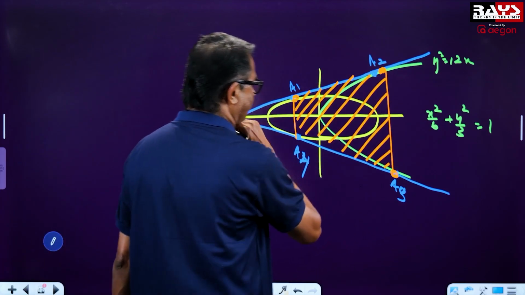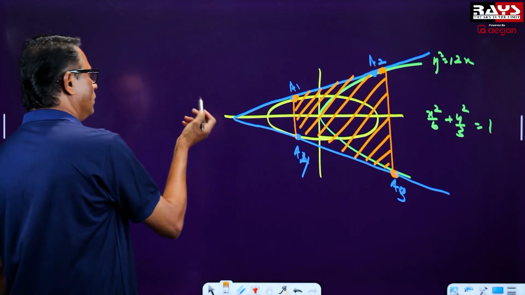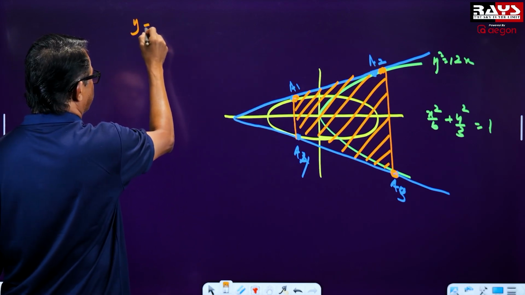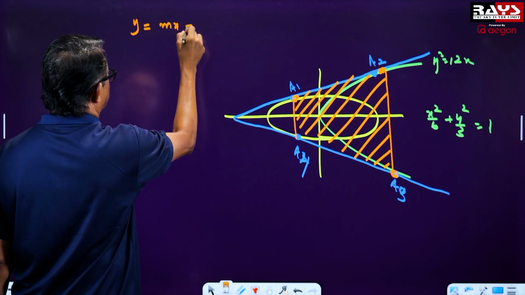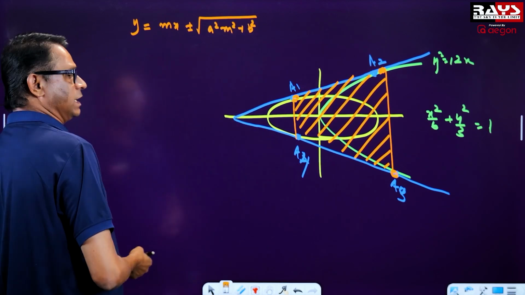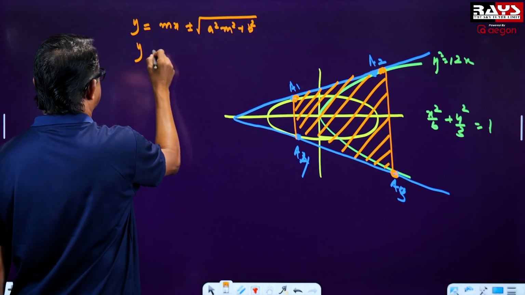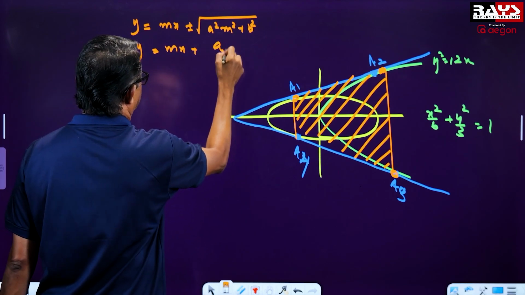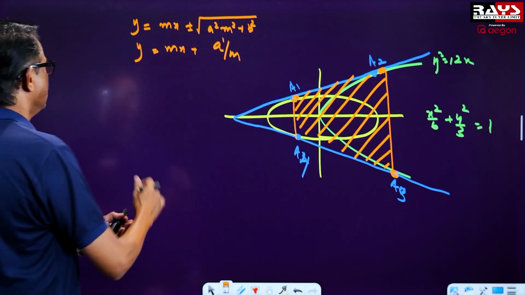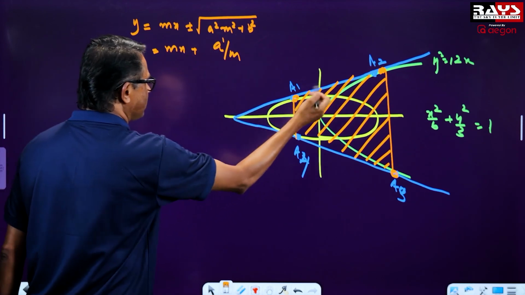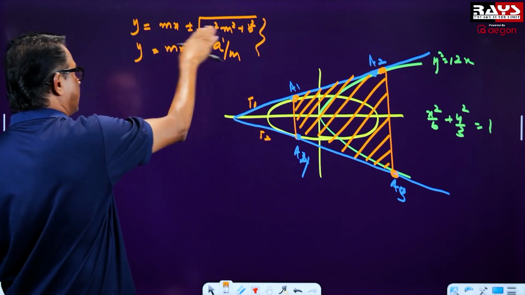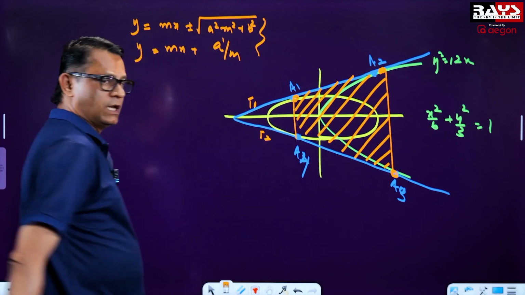x square by 6 plus y square by 3 is equal to 1. See, what is the condition for a tangent? For an ellipse, y is equal to mx plus or minus root of a square m square plus b square. This is the tangent of an ellipse. And what is the tangent of a parabola? y is equal to mx plus a by m. Now both a's are different, so let us take it as a dash by m. These two are the same tangent, T1 and T2. So this is the condition for a common tangent of both the parabola and the ellipse.